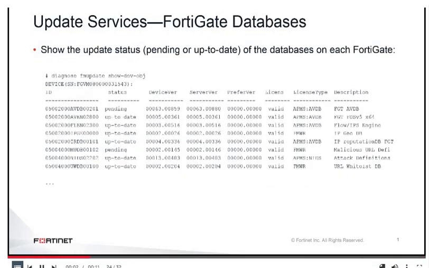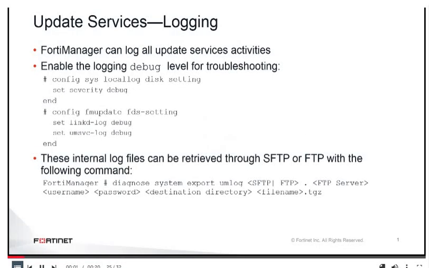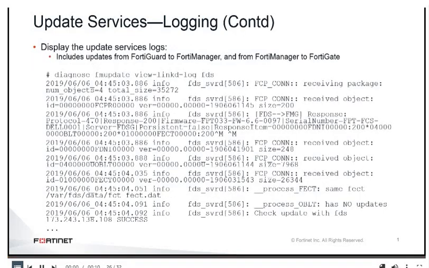The command shown on this slide contains details about which updates were installed or will be installed on devices managed by FortiManager, displayed by serial number. FortiManager can log update services events. They are useful for troubleshooting. Set the logging level to debug first. The next slide shows the command you must use to display the logs. Alternatively, you can export the logs to an SFTP or FTP server. The Update Services logs display the FortiGate requests made to FortiManager and the FortiManager requests made to the public FortiGuard servers.